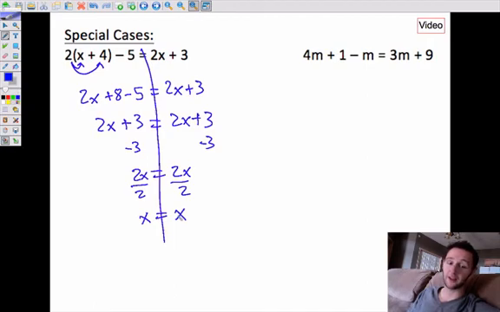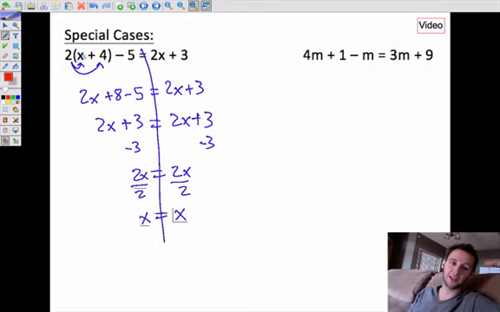Okay. Now the reason that this is a special case is because we end up with this x equals x right here. And basically what that means, if you think about it, is that no matter what steps I do to these two sides, the left and the right, they will always be equal. No matter what steps you do to it, and no matter what you try and plug in for x.